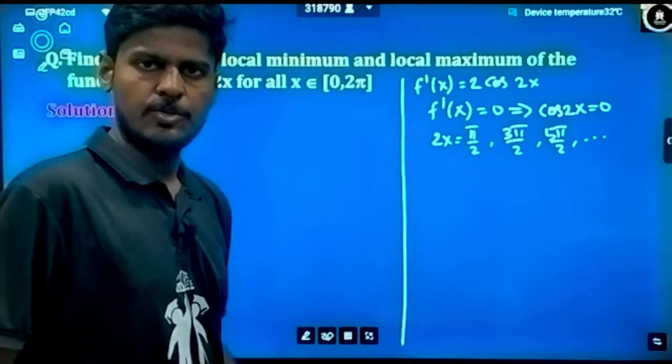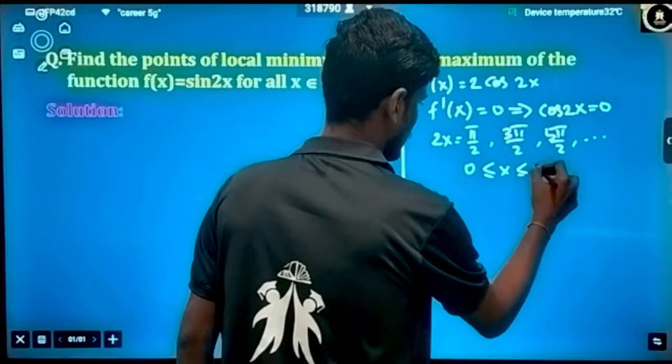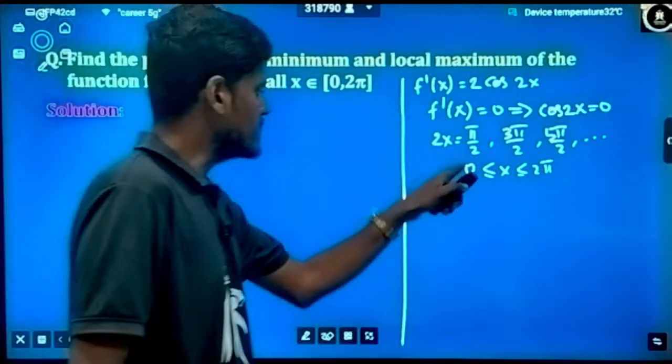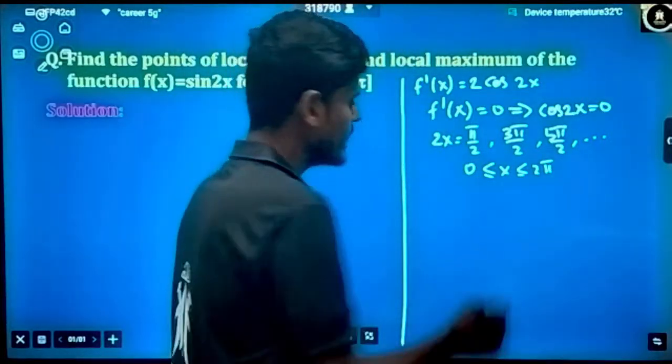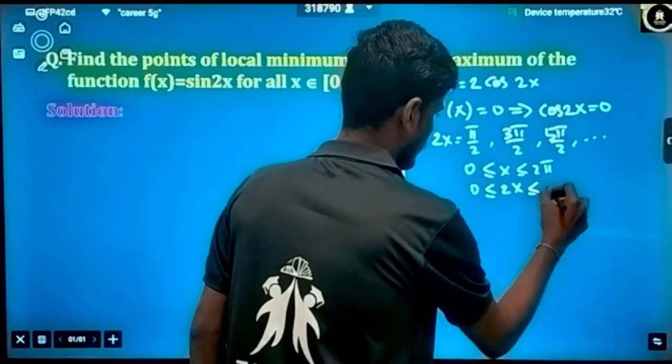Now what is given in the question? x belongs to 0 to 2 pi. That is given. It is in closed interval. That means we have to include the boundary values. That means what is the range of 2x? That will belong to 0 to 4 pi.